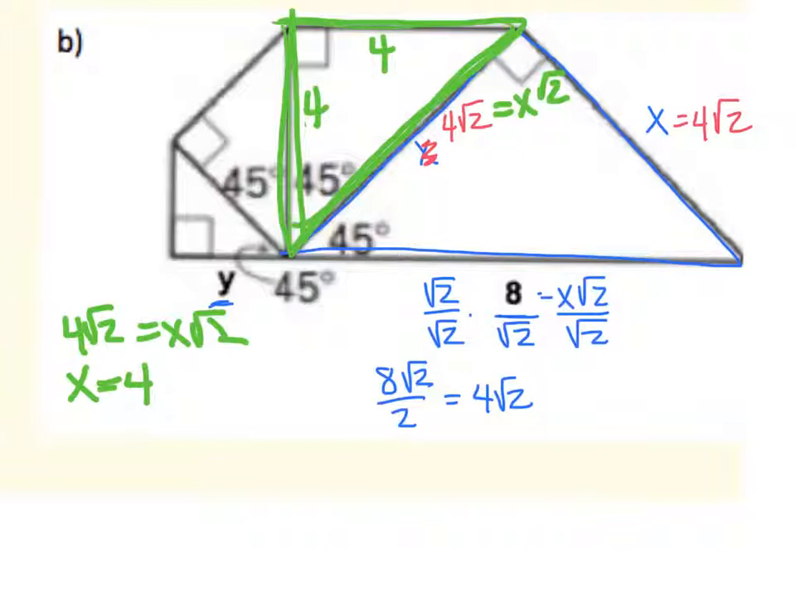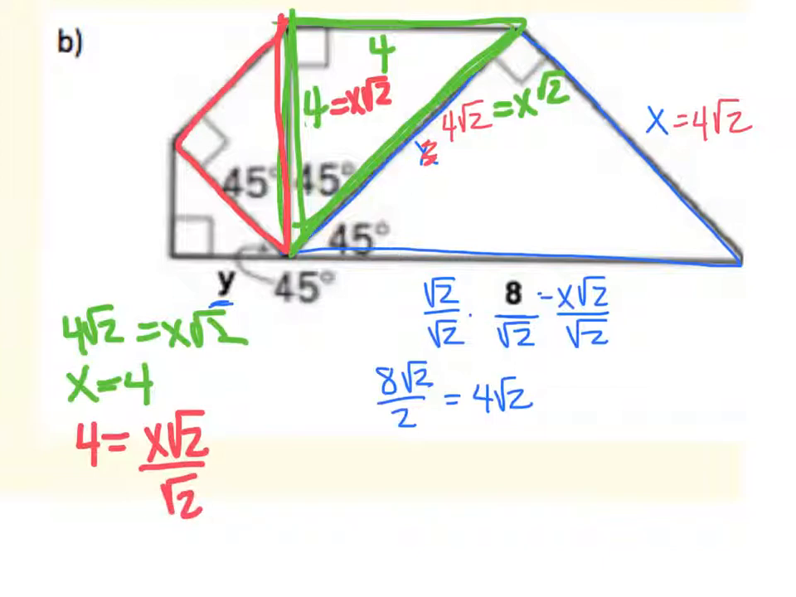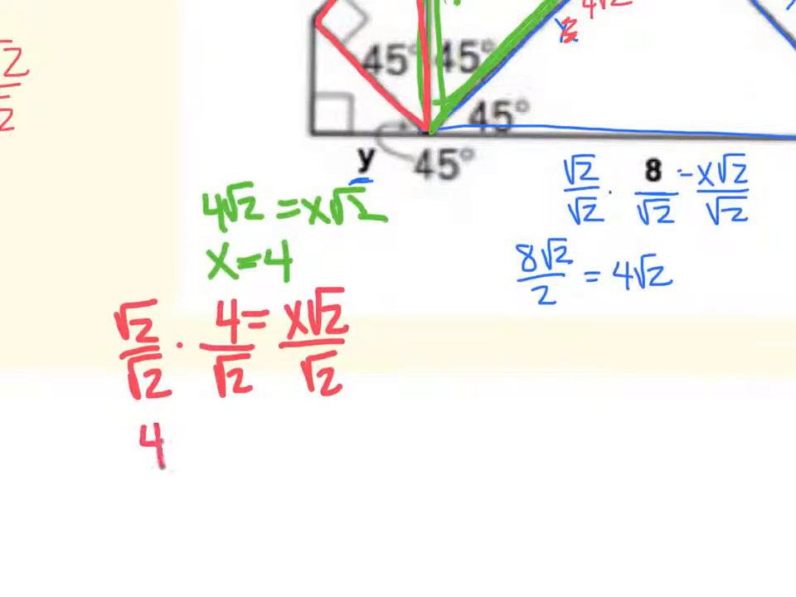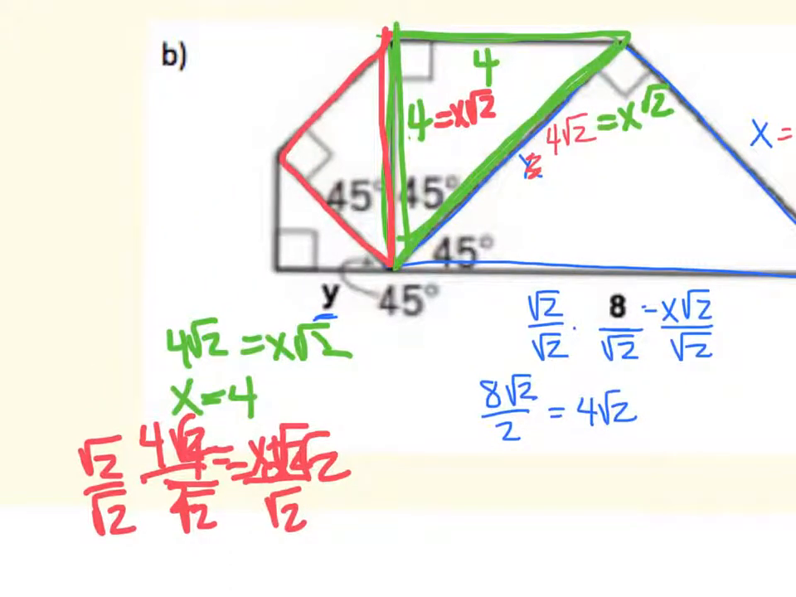All right, so last one, we got another one here. Let's do it in red. So this triangle here, that 4 is going to be the x root 2 side in that triangle. So 4 equals x root 2. So I'm going to have to multiply top and bottom by root 2. So I have 4 root 2 over 2, which is 2 root 2. So that's what each side length measures. So this is 2 root 2, and this is 2 root 2.